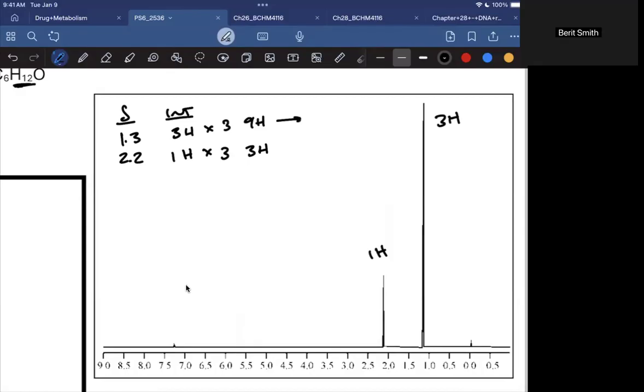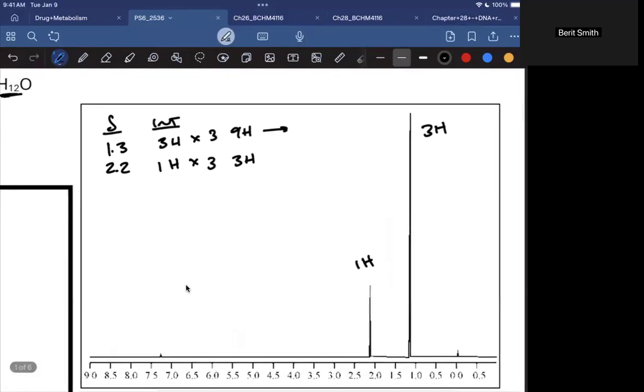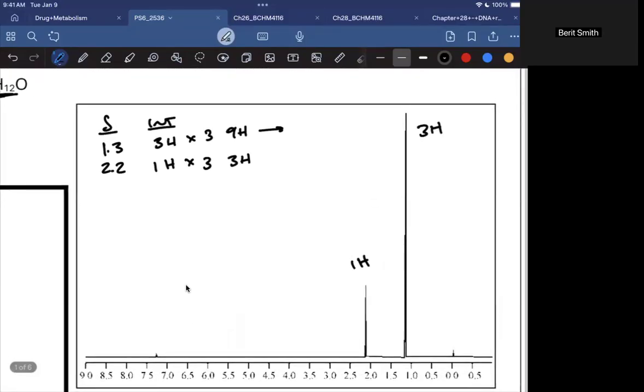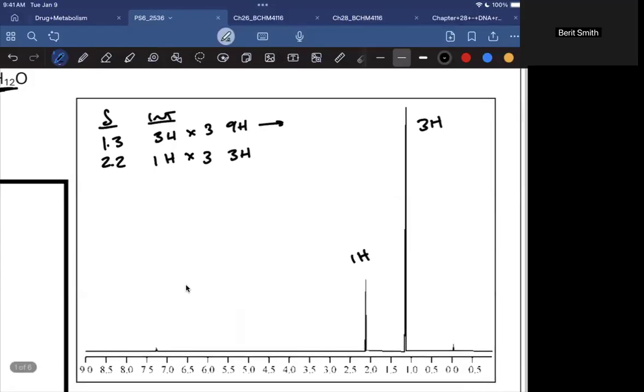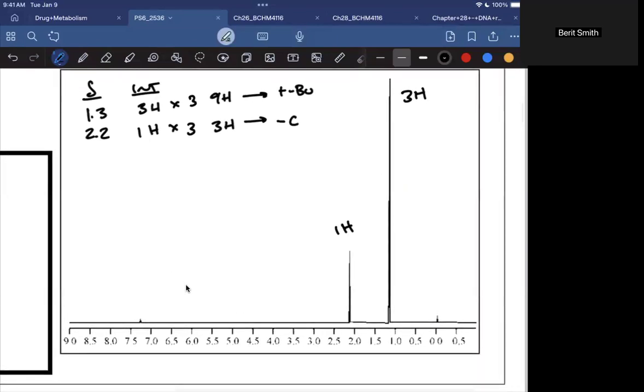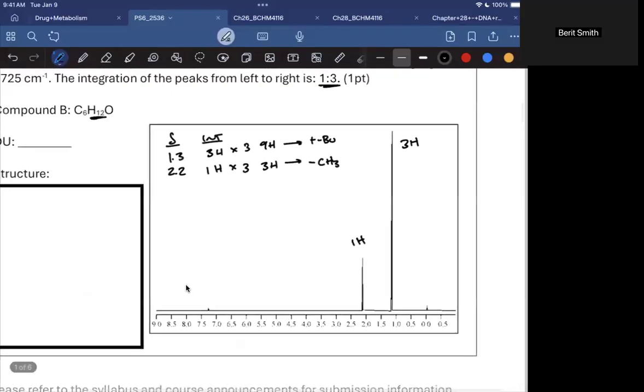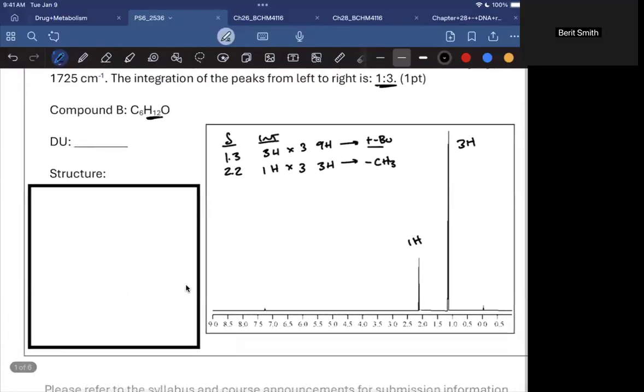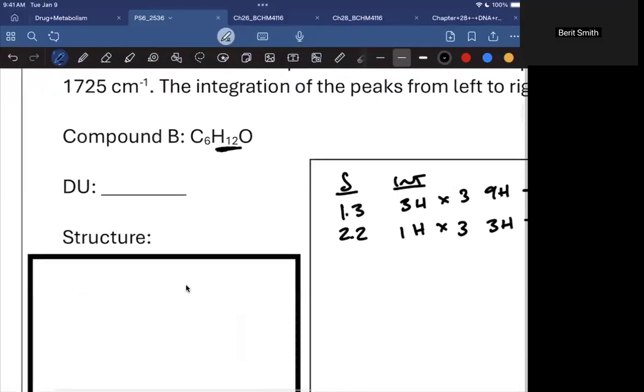And then this 9H here, most of the time, I would say all the time, is going to be a tert butyl because that's the only way to get 3 methyls equivalent to each other. So I'm just going to write tert butyl like that. It's faster. And then this is going to be a methyl. And then that only gives us, there's 4 carbons here and 1 carbon here, but we have 6 carbons in our molecular formula. So let's go ahead and calculate this DU, which is going to be 1.